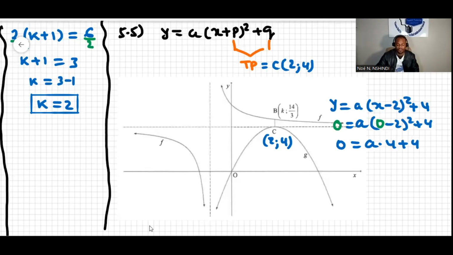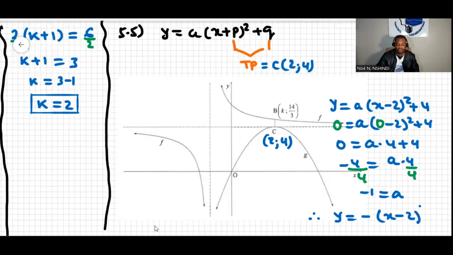If you move the 4 over, you have like negative 4 equal to a times 4, and then to find the value of a, you divide both sides by 4, and then you get like negative 1 equal to a. Therefore, the equation will be like negative open bracket x minus 2 to the power of 2 plus 4. So now that's the value of y.